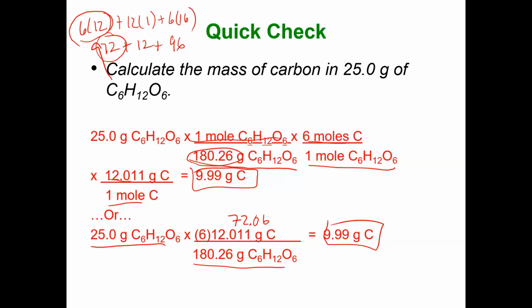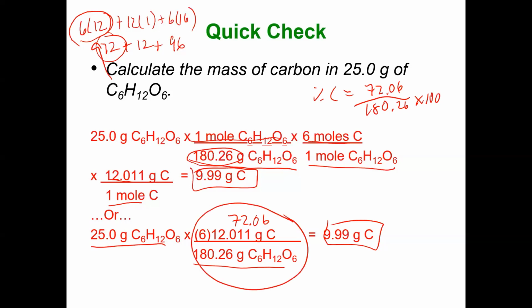Now there's another way to do this, right? I could have done the percent. I could say, well, what's the percent of carbon? Well, it's 72.06 over 180, right? 0.26 times 100 would give me the percent of carbon in glucose. Why do that? I've already calculated the molar mass. Why would I do this unless they asked me to give the percent composition of carbon? But if they gave me the percent composition of carbon, then I would plug that directly in as a ratio.